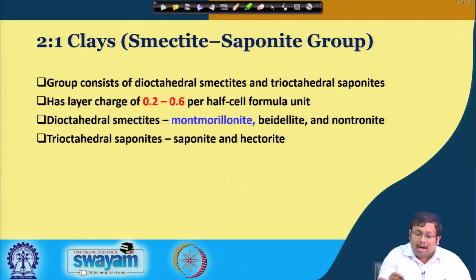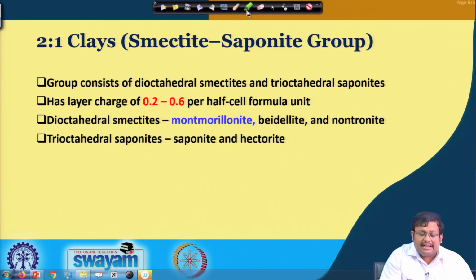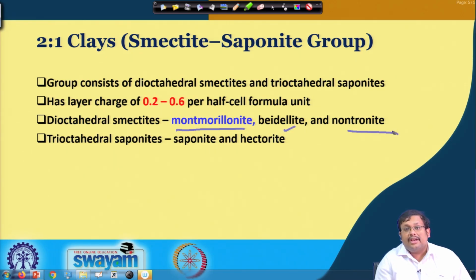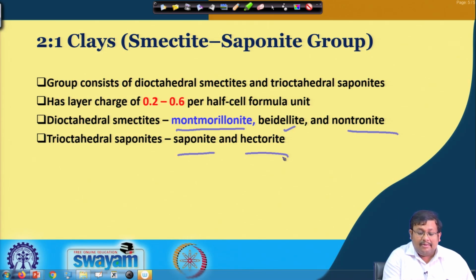Now, an example of this dioctahedral smectite is montmorillonite. It is one of the most important clay minerals we are going to talk about. And other dioctahedral smectites are beidellite and nontronite. And as far as the trioctahedral smectites are concerned, the examples are saponite and hectorite. Among all of these, montmorillonite plays a very important role in soil physical and chemical properties.